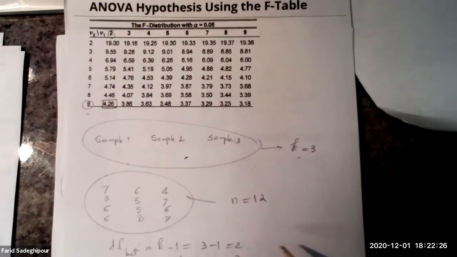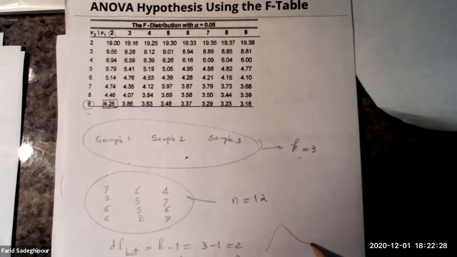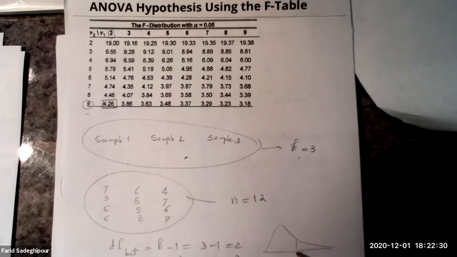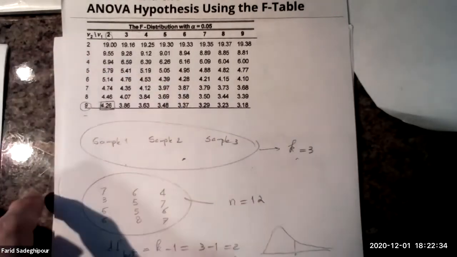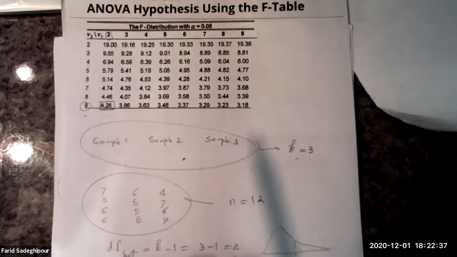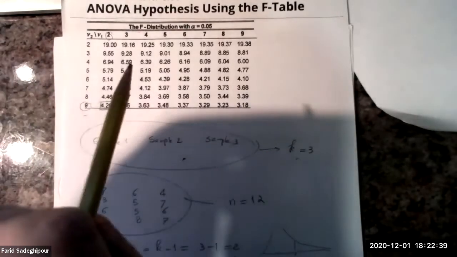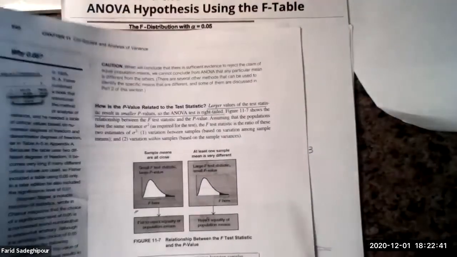So for your graph, that's the number that you have on the graph here. This is what you have here.